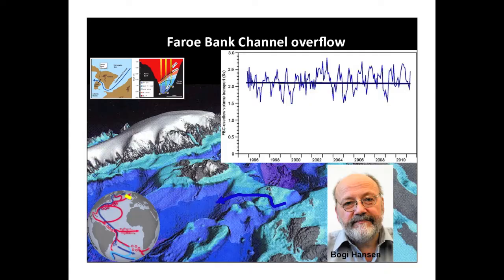We have people like Bogi Hansen from the Faroe Islands. So now we're moving a bit south. The Faroes are right here, where the overflows happen. This is one of the main overflows where cold water spills over to the North Atlantic. And if you look at his record from the last 10 plus years, it's fairly steady, although he did write a Science paper in the year 2000 to talk about the decline.